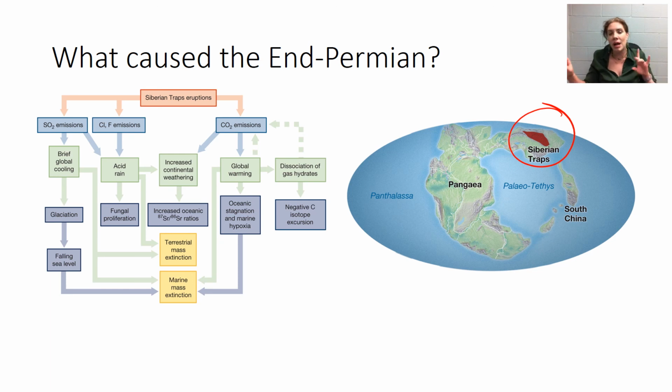But it was more complicated than that. So that's where this flow chart over on the left-hand side comes in. So up at the top, you've got the Siberian traps that erupt.